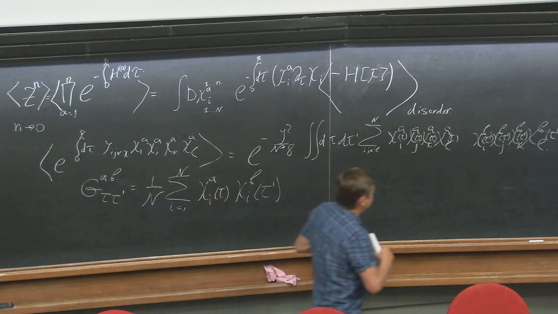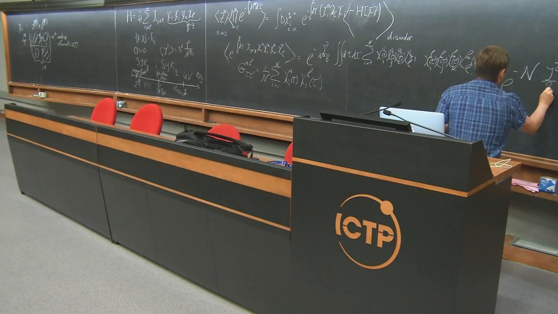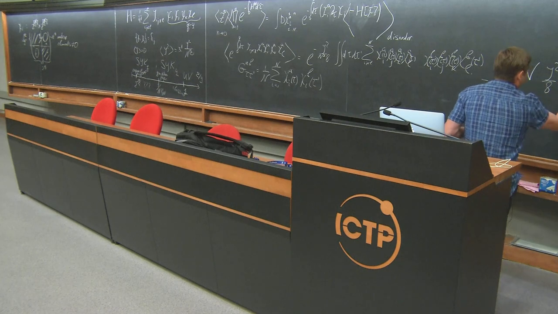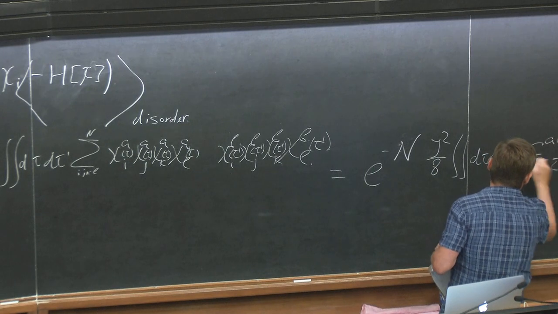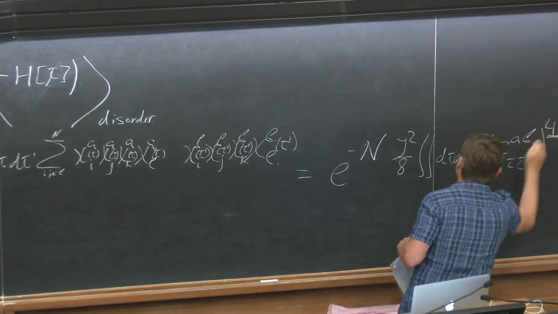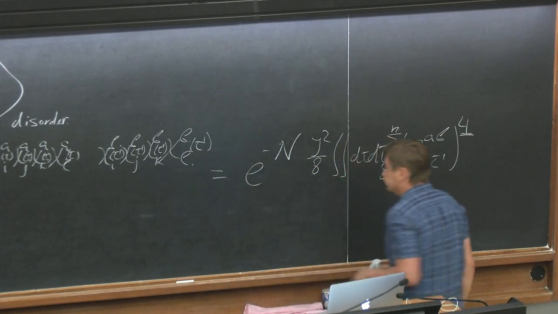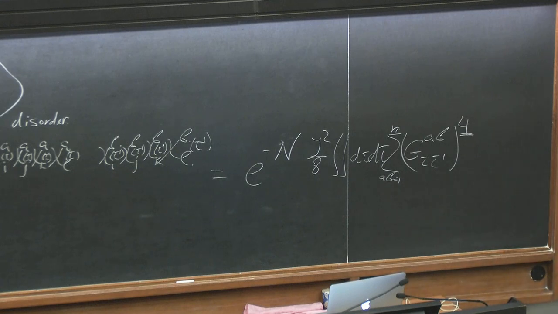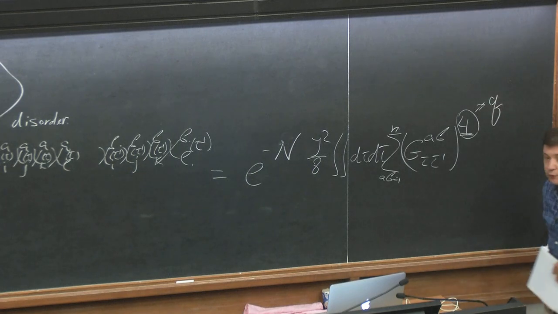And in terms of this Green function, what I'm going to have is e to the minus, now I will have N here, J squared over 8, integral d tau d tau prime, G_AB(tau, tau prime) to the power 4, sum over a and b. In a more general model, instead of this 4, I will have q. You can easily see that.